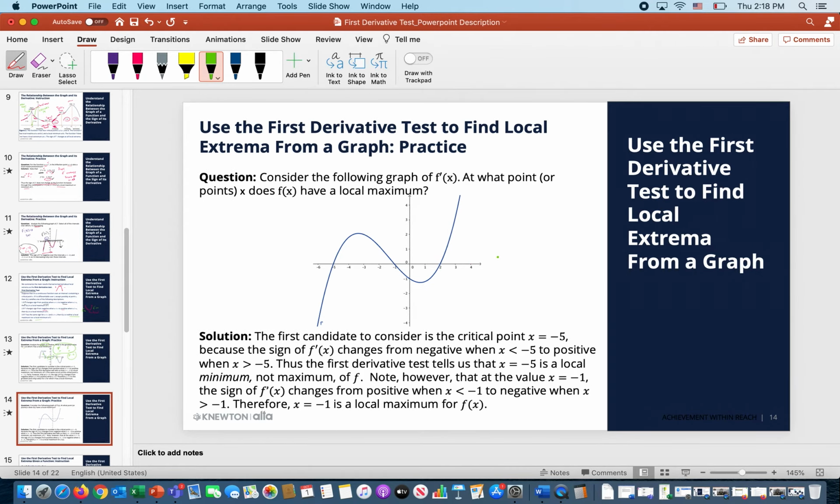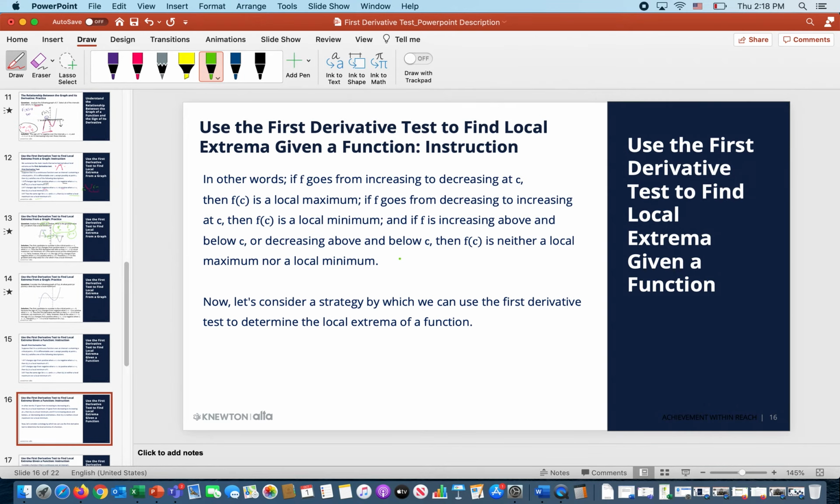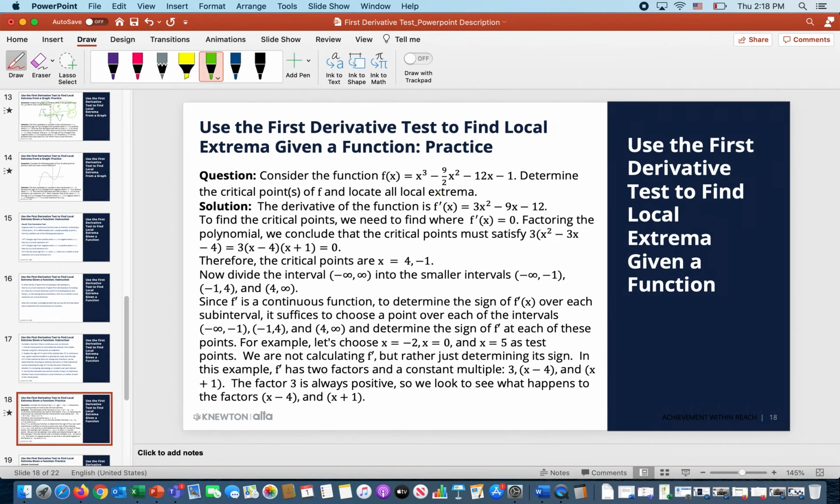Here's another problem very similar to what we just did, but what I wanted to get to was a problem like this, okay? It says determine the critical points of f and locate all local extrema, okay? So what we're going to do in this first problem here is we're going to find f prime of x. The second thing we're going to do is set f prime of x equal to 0 and solve.